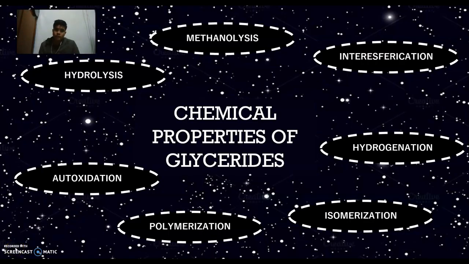So next, we are going to discuss about the chemical properties of the glycerides. So this is the chemical properties which is involved in the triglyceride. So the first one is the hydrolysis, methanolysis, interesterification, and then hydrogenation, isomerization, polymerization, and autooxidation. Okay, so from these 7 chemical process, the process of hydrolysis, methanolysis, and interesterification is being discussed for the production of fat and edible oil, while the other 4, which is the autooxidation, polymerization, isomerization, and hydrogenation, are also being discussed, but it is also for the process of edible oils.